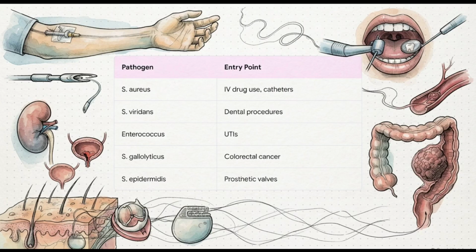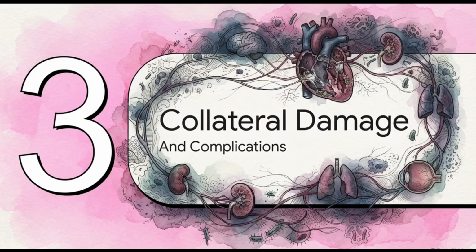Strep gallolyticus is uniquely tied to colorectal cancer, so if a patient's blood culture grows this, you immediately go looking for a tumor in the colon. And finally, Staph epidermidis. This one lives on the skin and absolutely loves sticking to prosthetic hardware, like pacemakers or artificial valves. Section 3, Collateral damage and complications.